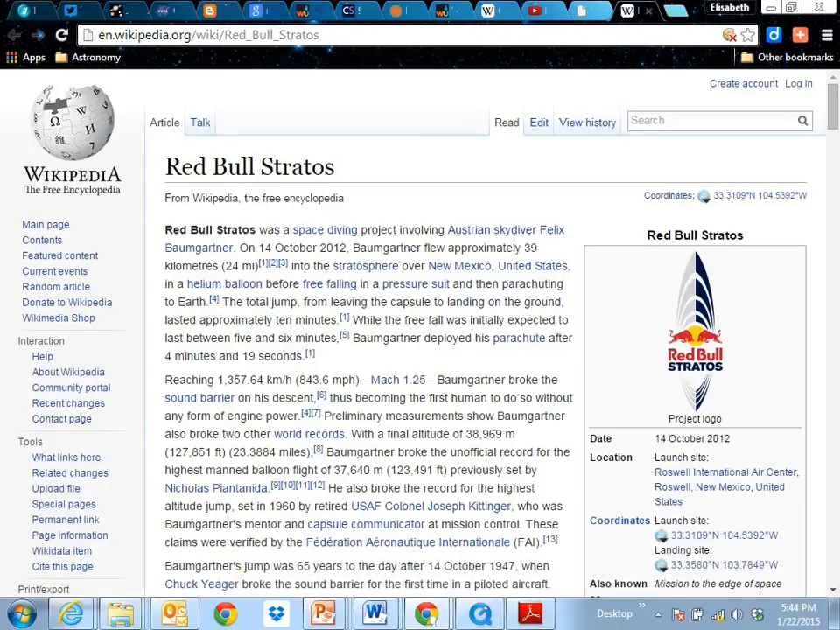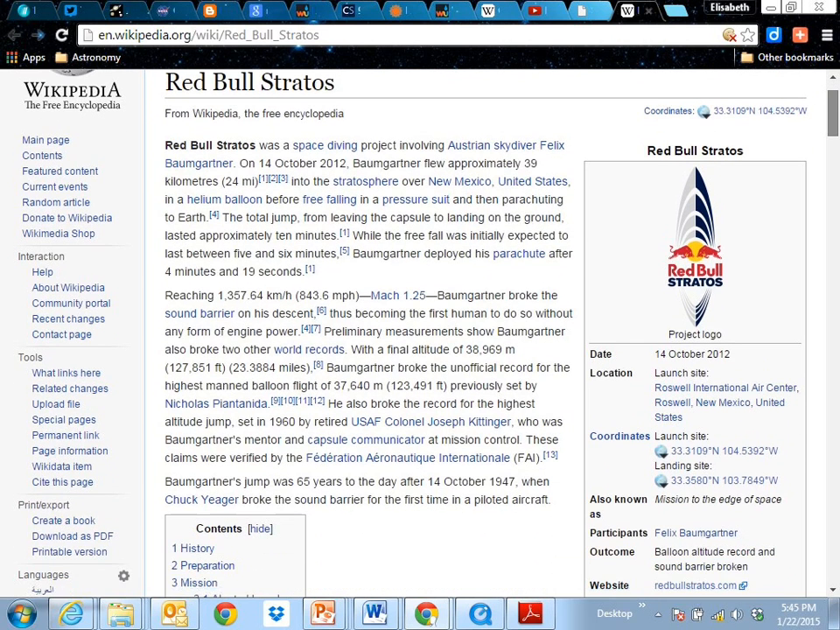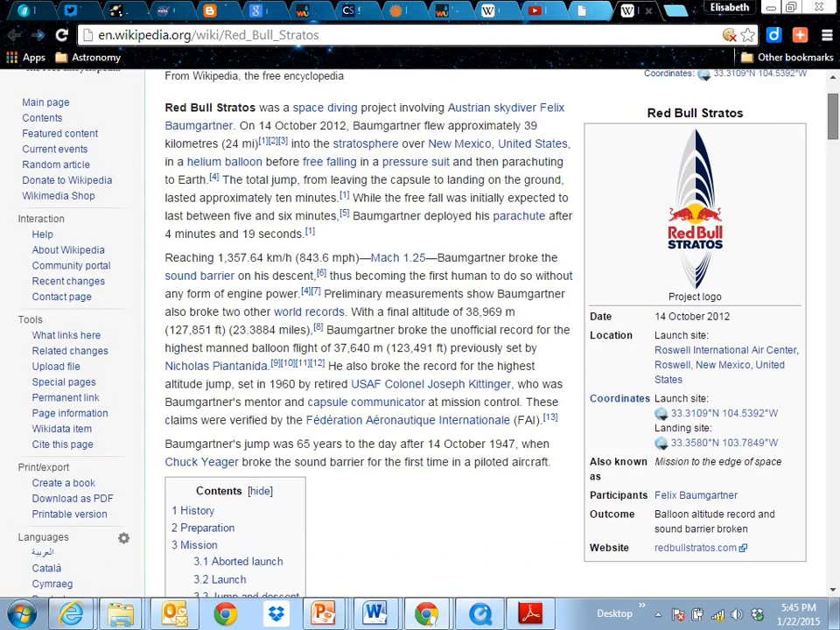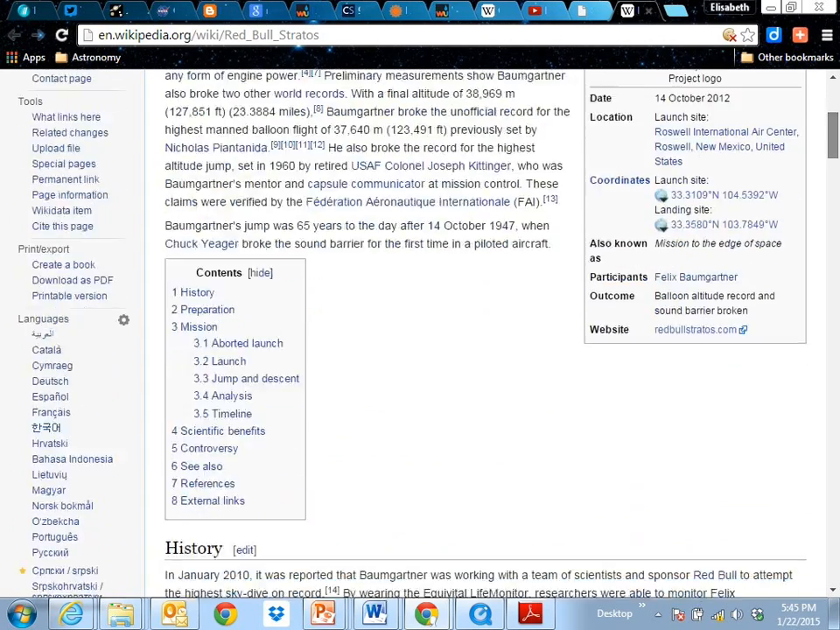So this is what I was waiting for. He flew approximately 30 knots. That's the elevation. He deployed his parachute after 4 minutes and 19 seconds. The total jump lasted 10 minutes. Oh, that's terrible. I'm afraid of heights.